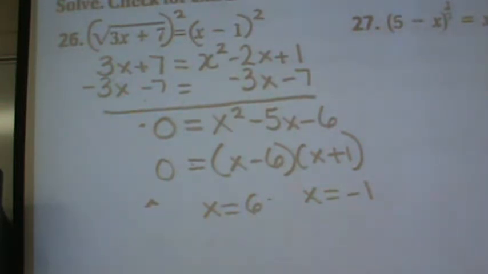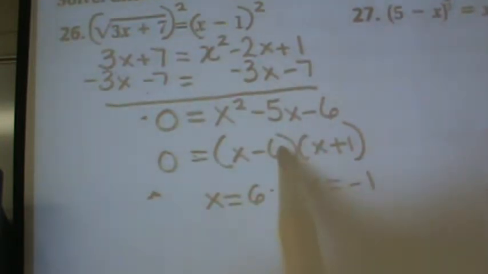That's why I was sitting there trying to factor, like, is it negative 3 and 2? No, this one's 6 and 1. It's a negative 6 here and a positive 1 here, but then it ends up being 6 and negative 1. Now, one of these is going to be extraneous.